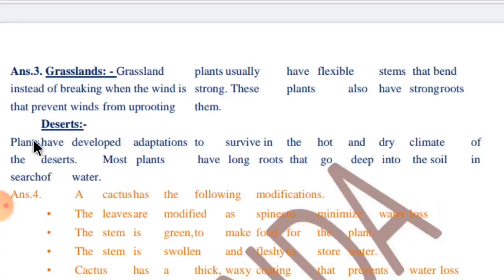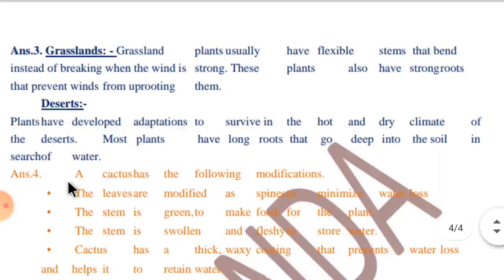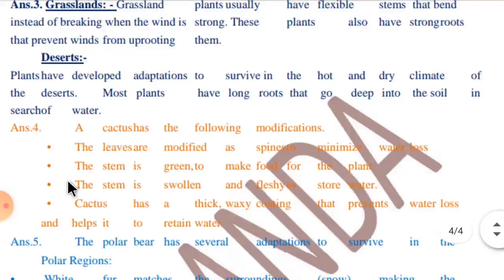Then in the desert area, beta, plants have developed adaptations to survive in the hot and dry climate of the deserts. Most plants have long roots that go deep into the soil in search of water. Right? Let's see the next question, beta.